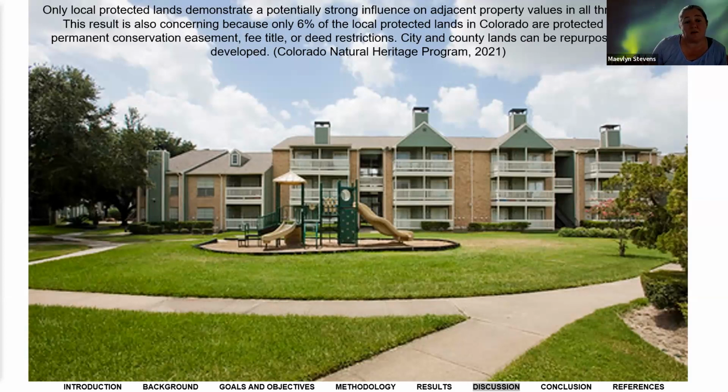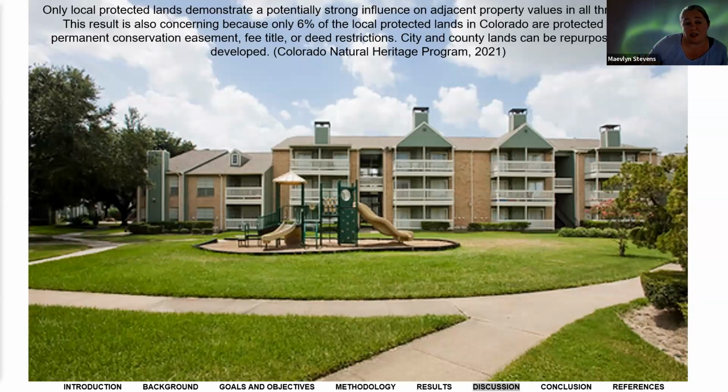For Denver County, though, I did find a connection. The largest category of land in terms of acreage was local and NGO and land trust lands, and those also showed a potentially strong influence on increases in both adjacent and nearby property values.